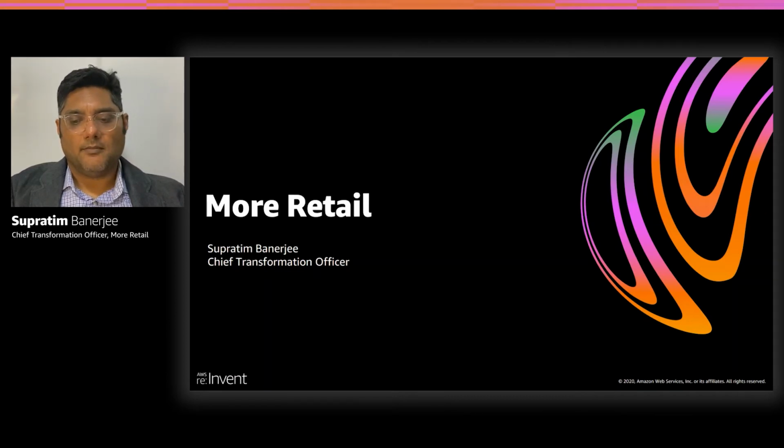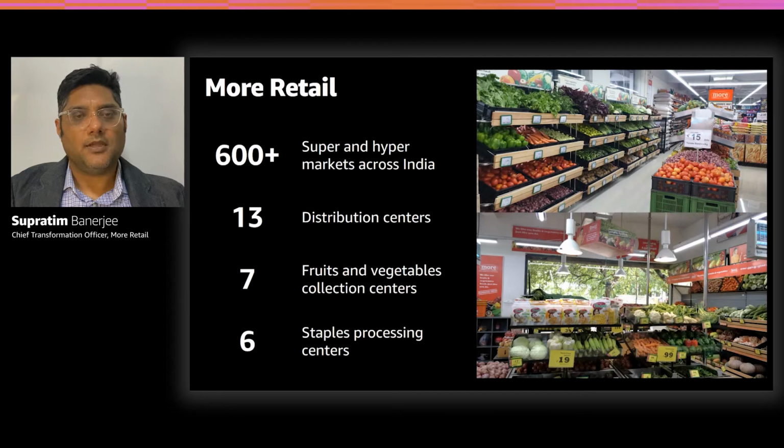A quick background of More as a company. We do about $1 billion of revenue. We are one of India's largest food and grocery retailers. In fact, we are one of the fastest growing as well in India. We have a very wide network spread across most parts of India with about 600 plus large and small format stores. We have a very wide supply chain spanning 13 distribution centers, 7 fruits and vegetables collection centers, and about 6 staples processing centers across the country.